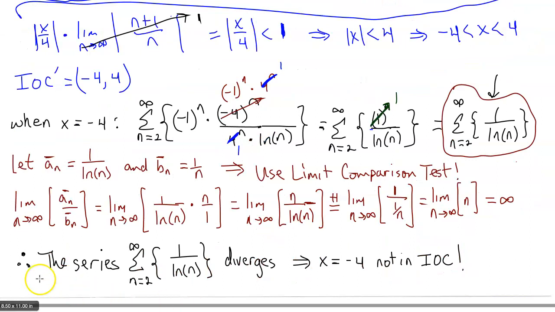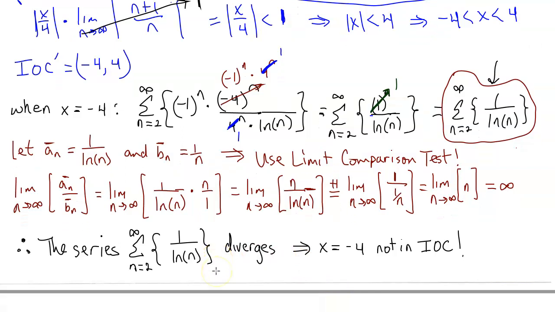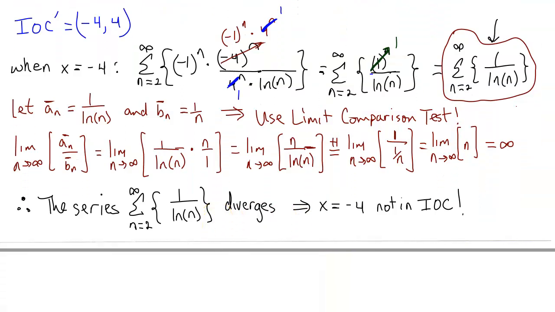All right, so I've already written here that the series that we were considering, made up of the sequence 1 divided by natural log of n, which happened when x is equal to -4, diverges, which means that x equals -4 is not in our interval of convergence. So now what we need to do is see what happens when x is equal to +4.